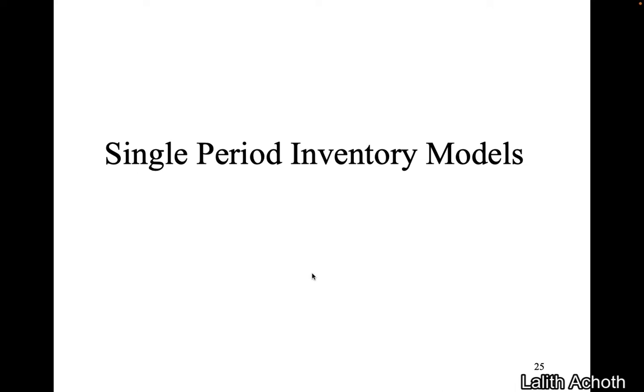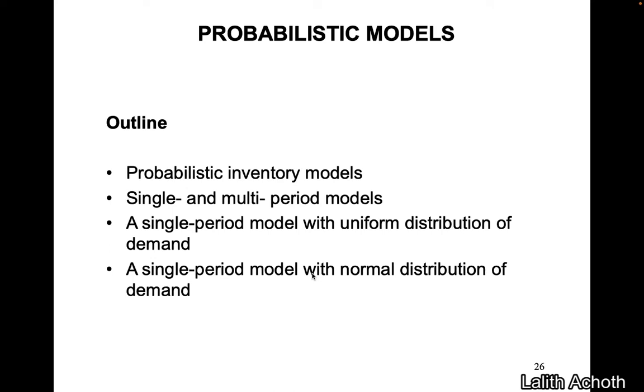But the next and the final topic that we're going to discuss is called the single period inventory models. Single period inventory models are probabilistic models. So these are called probabilistic inventory models. Here you have single and multi-period models. A single period model with uniform distribution of demand, so that demand is uniform. In a single period model, the distribution of the demand is uniform. There is no pattern. You could also have a single period model with a normal distribution. It will be high in some periods and low in some periods.